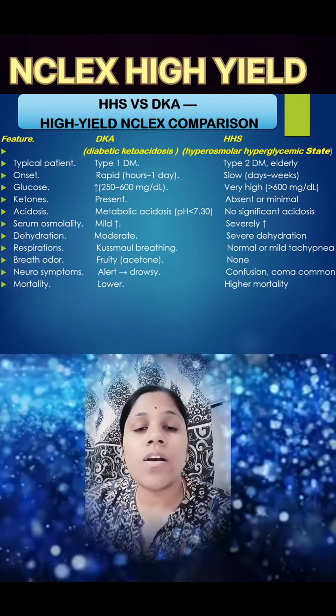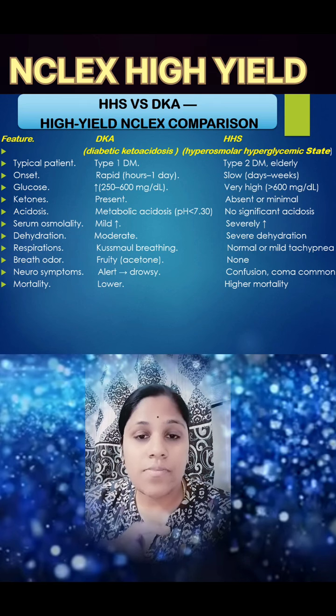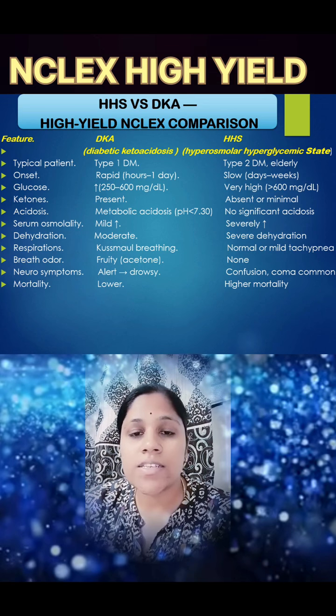And in case of DKA, metabolic acidosis is seen. We can see the pH is less than 7.30, whereas in case of HHS, there is no significant acidosis in the ABG. And dehydration is moderate in DKA patients. In case of HHS, we can see severe dehydration.